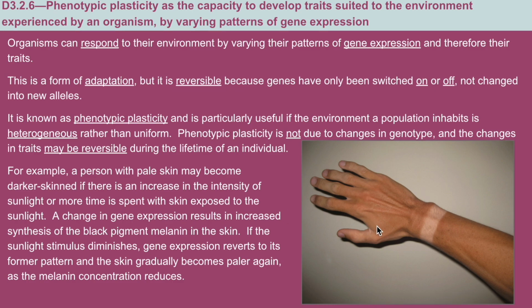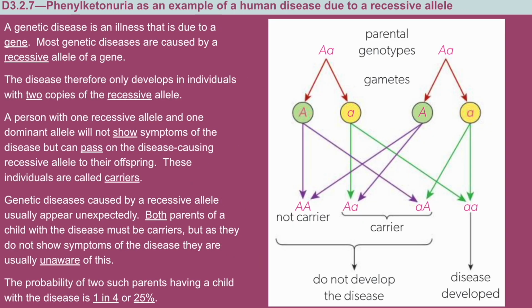For example, a person with pale skin may become darker skinned if there's an increase in the intensity of sunlight. A change in gene expression results in increased synthesis of the black pigment melanin in the skin, known as a tan. If the sunlight stimulus diminishes, gene expression reverts to its former pattern. The skin gradually becomes paler again as melanin concentration reduces. Phenotypic plasticity.